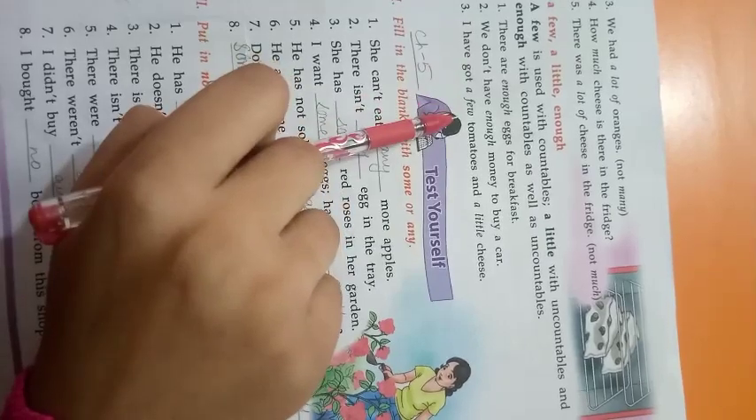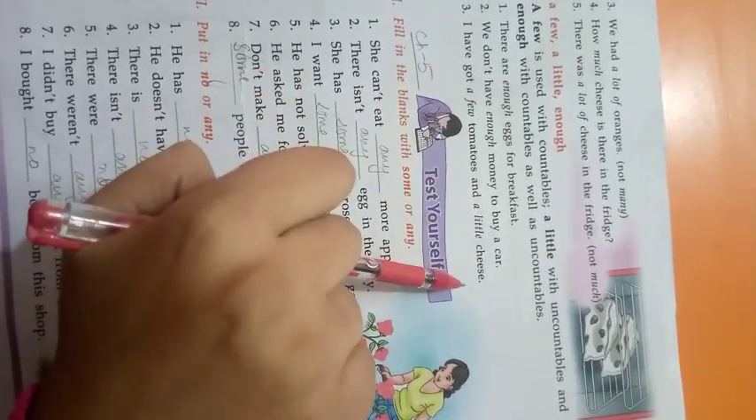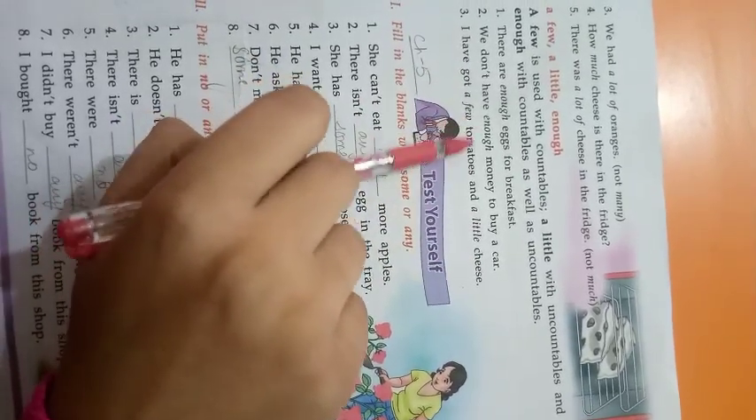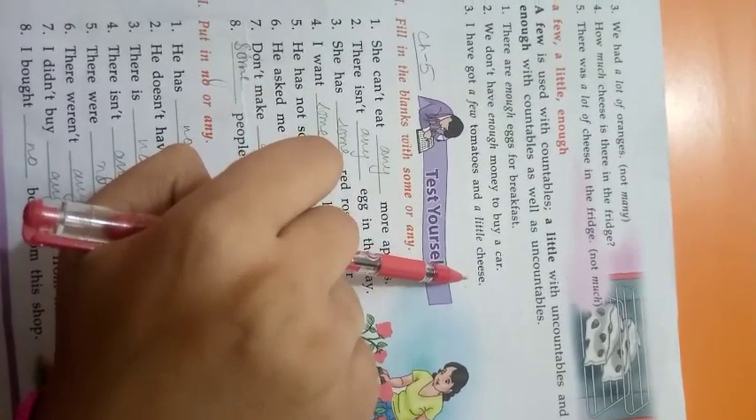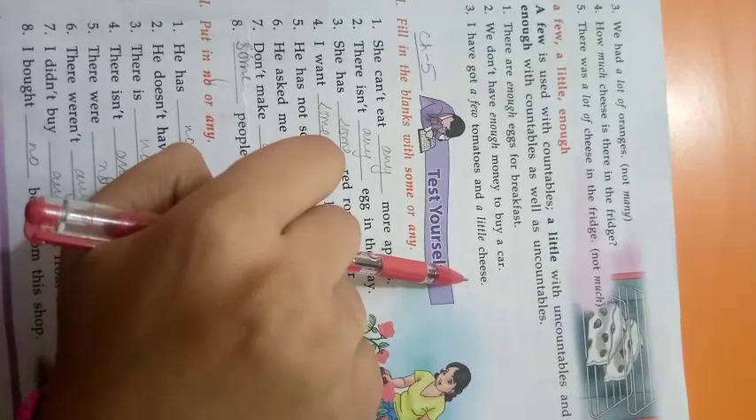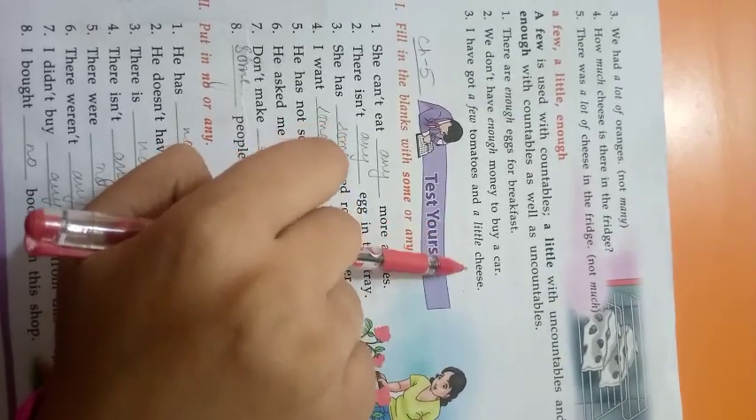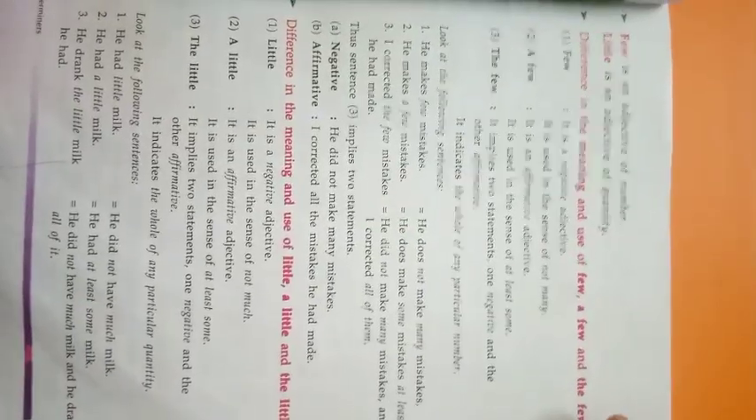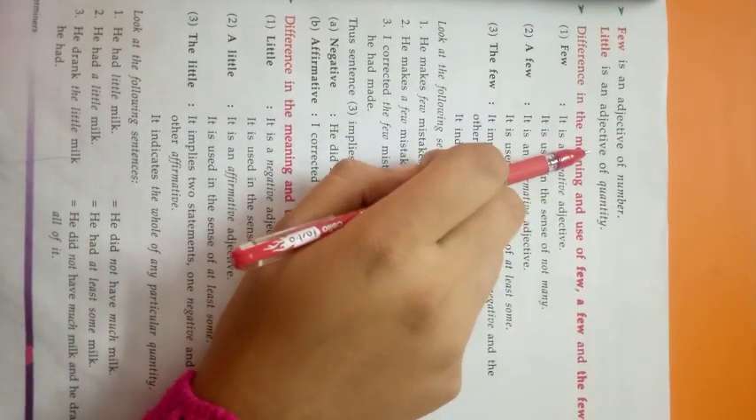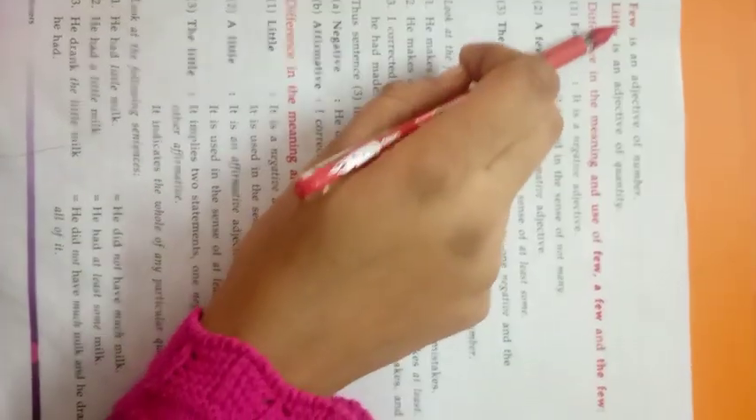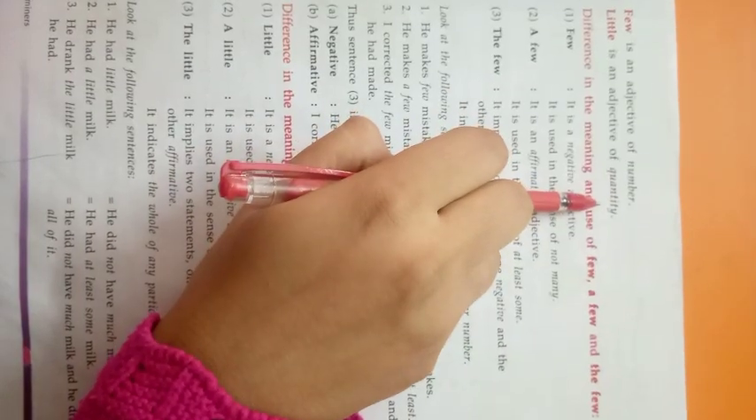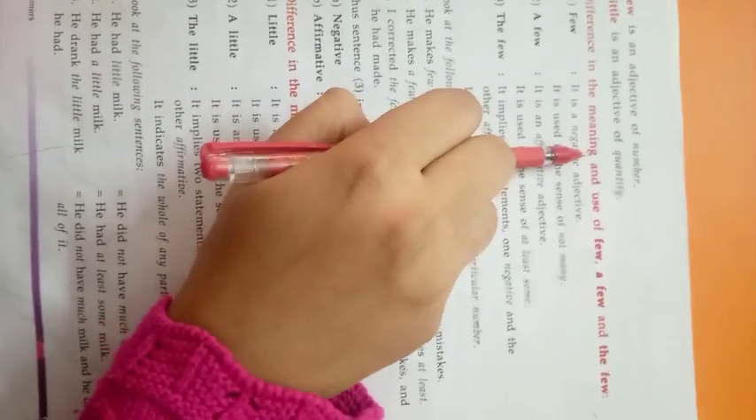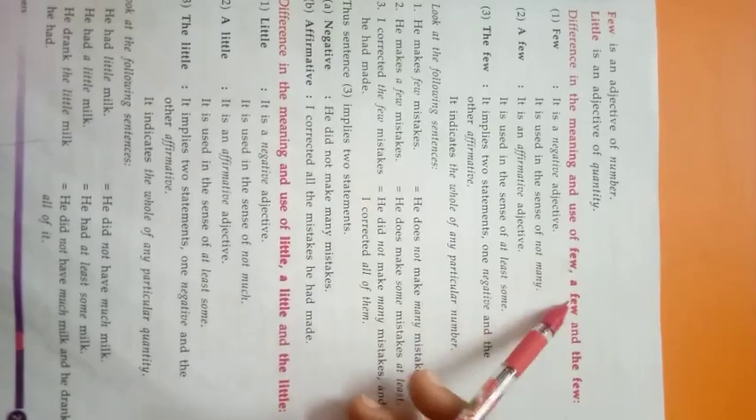I have got a few tomatoes and a little cheese. Tomatoes are countable, so few tomatoes, and cheese is uncountable. We cannot count cheese. We just measure cheese in kilograms. So it is uncountable. Here we use little cheese. Let's understand the concept of few and little. Few is an adjective of number and little is an adjective of quantity. There is a difference in the use of few, a few and the few.